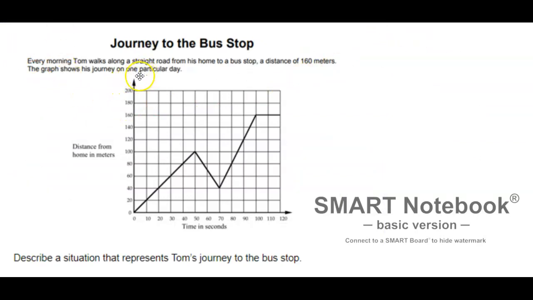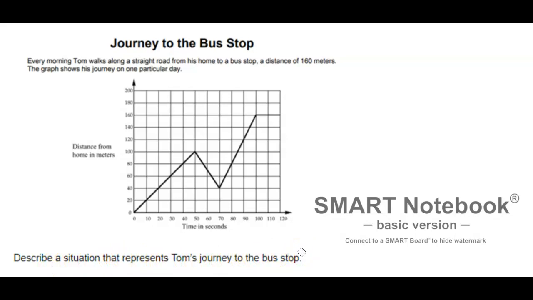Okay, on this one, we have a journey to the bus stop. Every morning, Tom walks a straight road from his home to a bus stop, a distance of 160 meters. The graph shows his journey in one particular day. So we're going to describe a situation that represents Tom's journey to the bus stop. It's kind of like you're telling a story. You're going to tell a story about the graph.